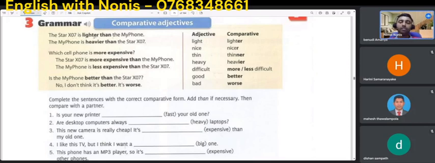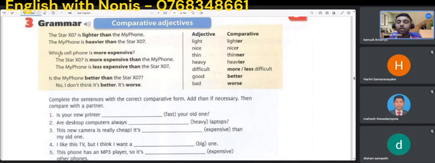My phone එකට මේක බර අඩුයි, lighter. The star X07 is lighter than my phone. My phone is heavier than the star X07. Heavier than. So heavy is the adjective, and if you look at the comparative form of heavy, that is heavier.